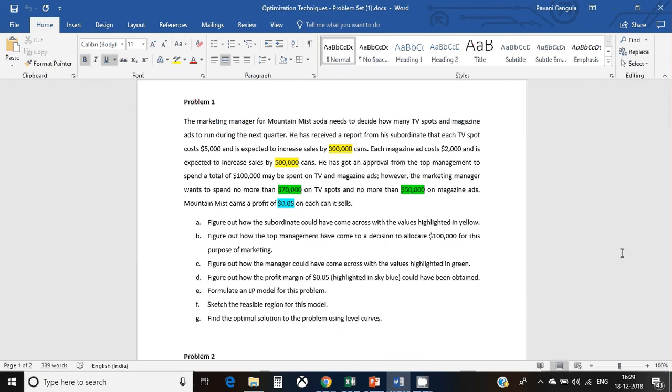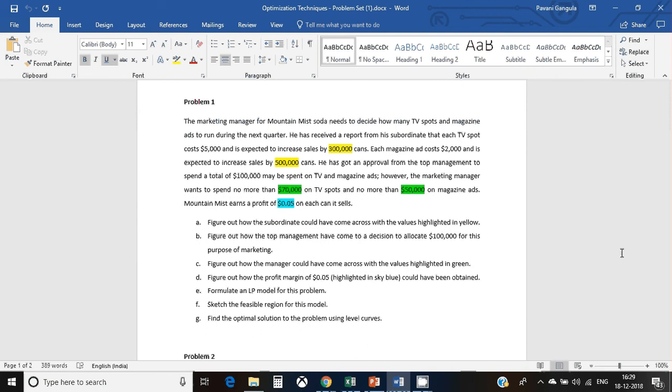He has got an approval from the top management to spend a total of $1 lakh on both TV and magazine ads together. However, the marketing manager wants to spend no more than $70,000 on TV spots and no more than $50,000 on magazine ads. Mountain Mist earns a profit of $0.05 on each can it sells.